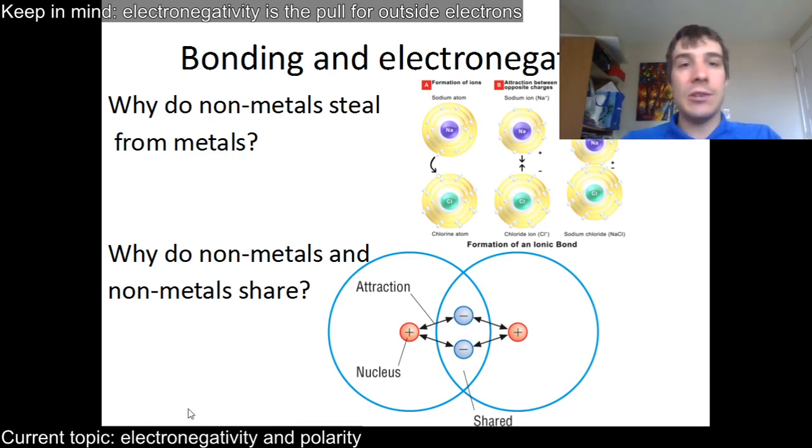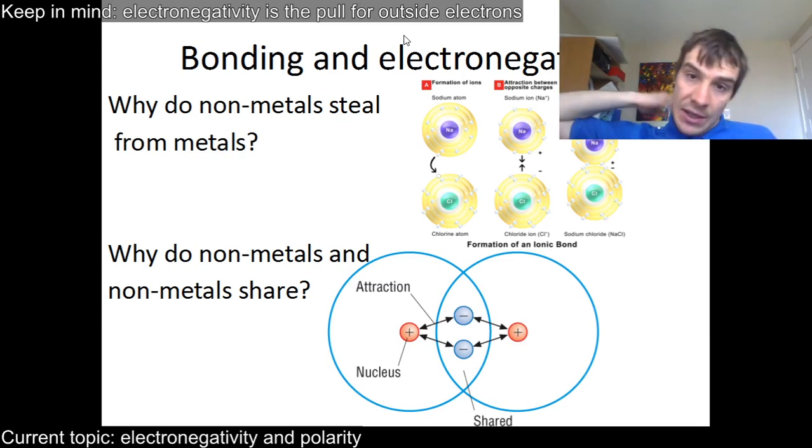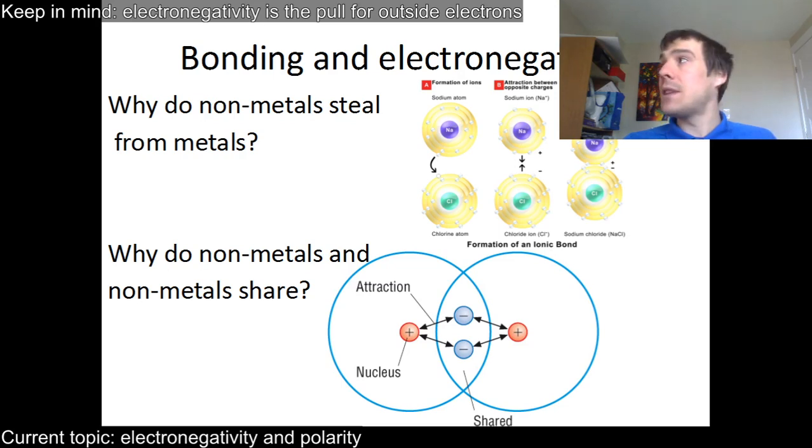So let's remember what electronegativity is. It's this pull for outside electrons. It's how strongly an atom wants an electron from somewhere else. And just think about it for a second. Which ones will have a higher electronegativity on average? Think about your trend in the table, and you'll know that it's the nonmetals.